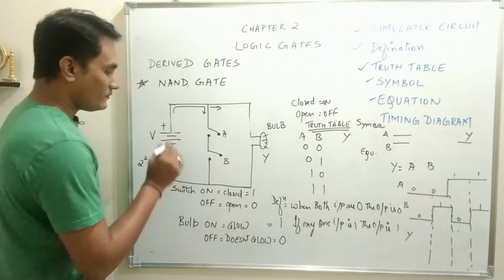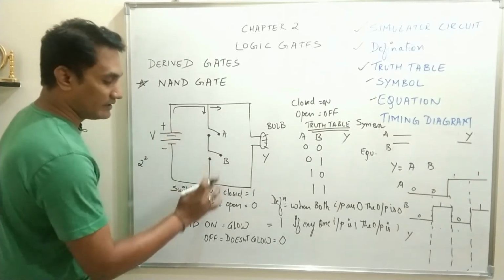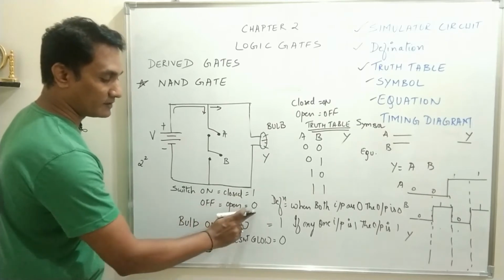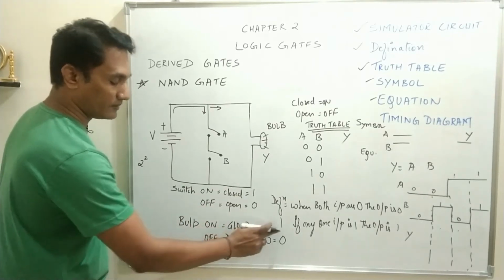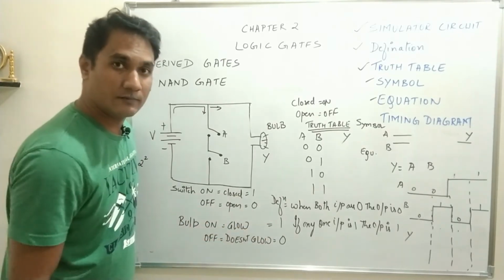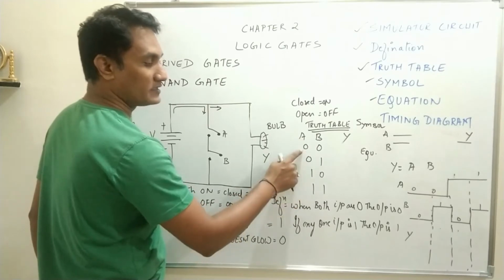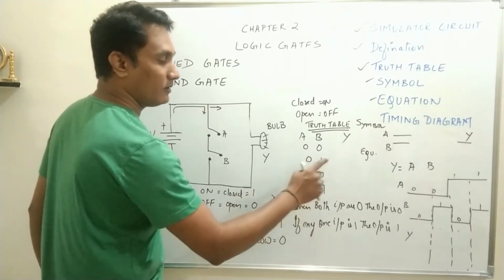So it will have two paths because current in a parallel combination divides depending upon the resistance value. Now in the first case, again the two conditions will remain the same. Switch on will represent 1, switch off will represent 0, bulb glow will represent 1, bulb doesn't glow will represent 0. So accordingly the truth table will have four possible combinations: 0 0, 0 1, 1 0, 1 1.